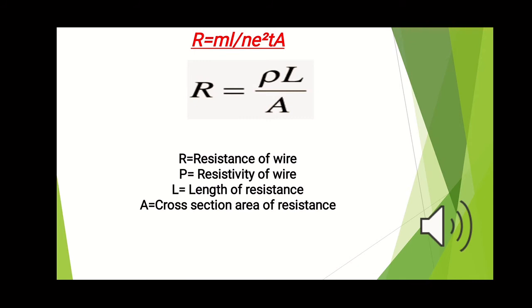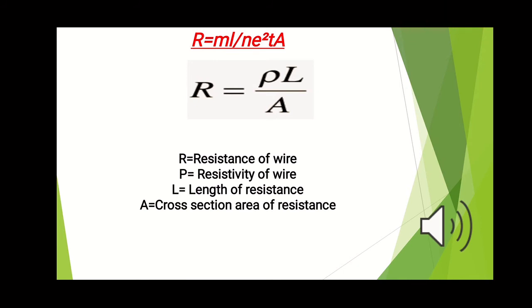Now listen very carefully. The first question is, how will the resistance of a wire change if the length of the conductor is doubled while keeping the cross section area the same? The answer for this question is the resistance will become double.